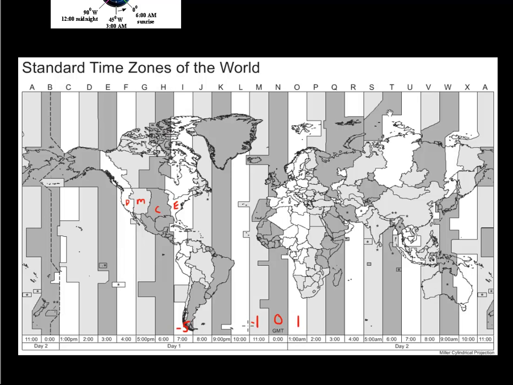Time zones are not straight up and down. They should be, but you notice they zig and zag for countries because this country wants to be in the same time zone. This is what's called the International Dateline. Doesn't say it anywhere, so I'm going to write IDL.